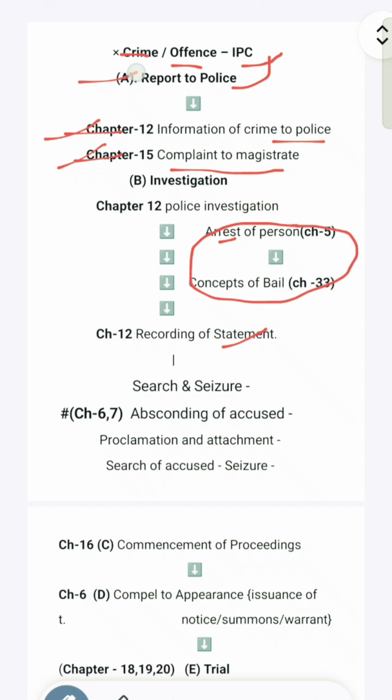First we report the crime, then investigation, and third, if during investigation the police need to search and seize, that is search and seizure, and if during investigation the accused has fled or absconded, then in chapter 6 and 7 we will talk about search and seizure, absconding of the accused, proclamation and attachment, search of the accused, and seizure. So we have to read chapter 6 and 7 together.